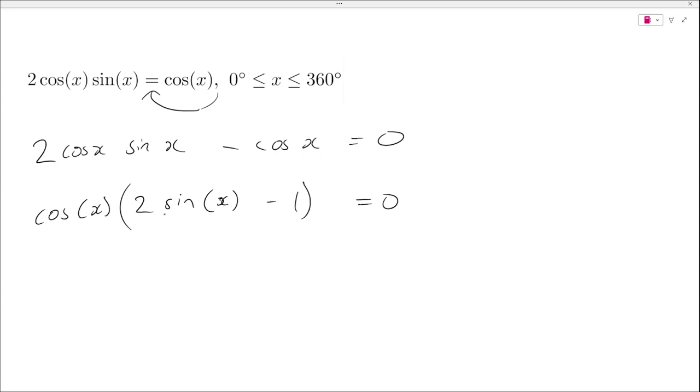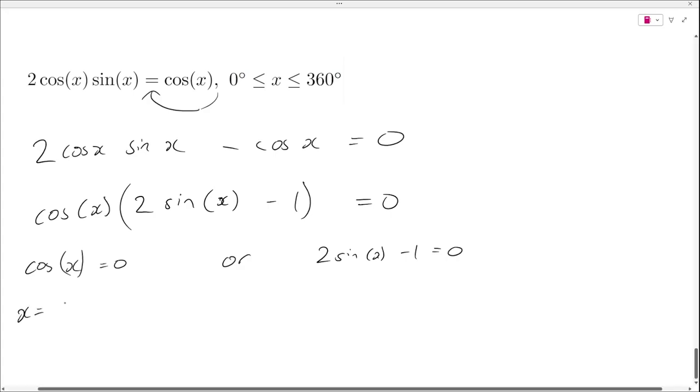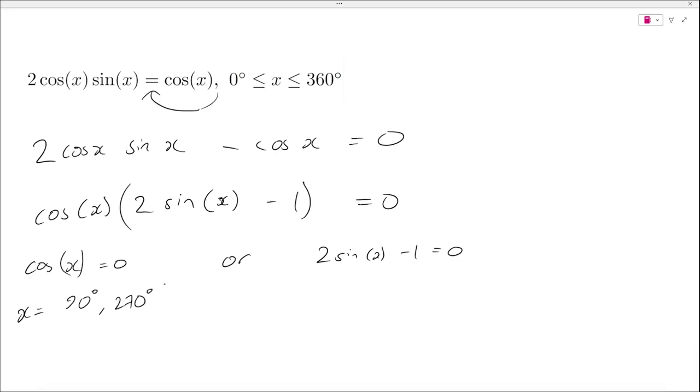And so now using our null factor law, which states that if the product of two or more factors equals 0, then one or more must equal 0. So we can say that cos of x equals 0, or 2 sine of x minus 1 equals 0. Okay, so now quickly solving for cos x equals 0, we get that x equals 90 degrees or 270 degrees. Whether you know that from your trigonometric graphs, or you're just using your calculator, you should be able to get those values there.